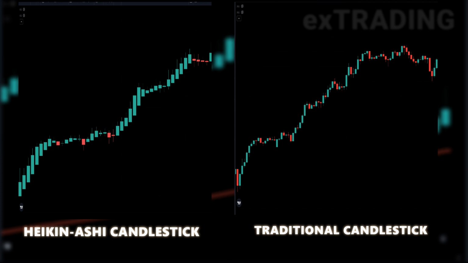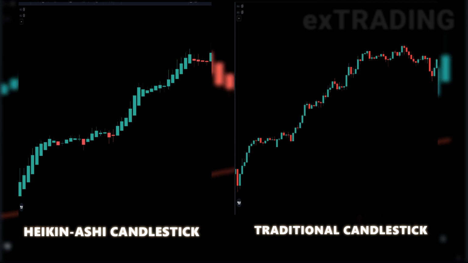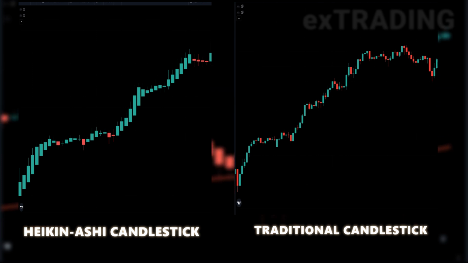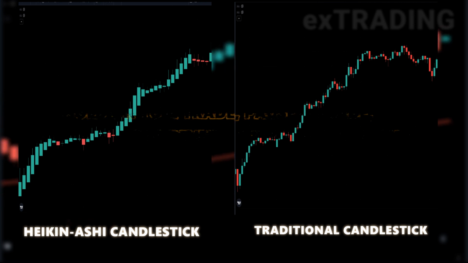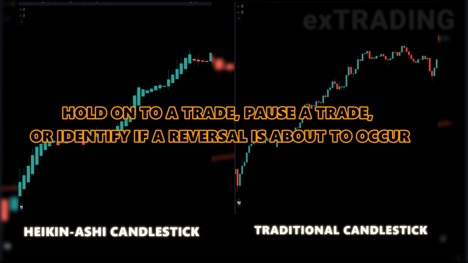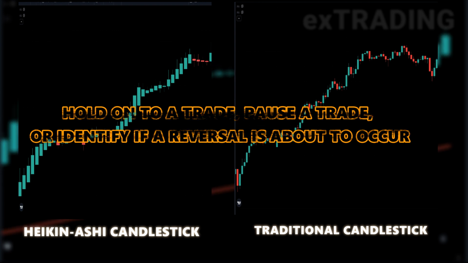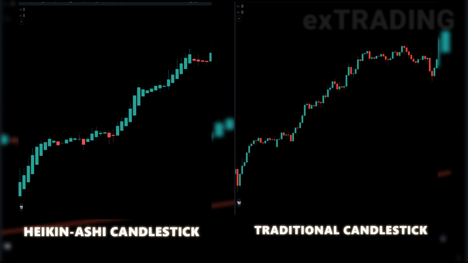The absence of market noise results in a clear illustration of market trends and direction, which helps determine potential price movements. The trading technique assists traders in identifying when they should hold on to a trade, pause a trade, or identify if a reversal is about to occur.